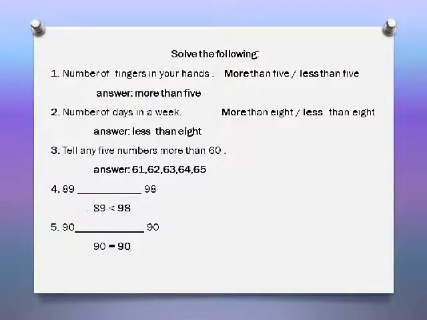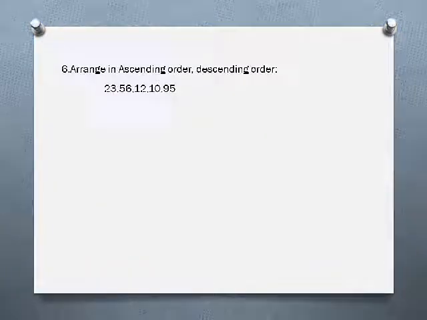Look at the sixth question. Arrange in ascending order and descending order. We already know about it. Ascending order, A for ant. So we start from the smallest number. And D for dinosaur. For descending order, we start from the biggest number.